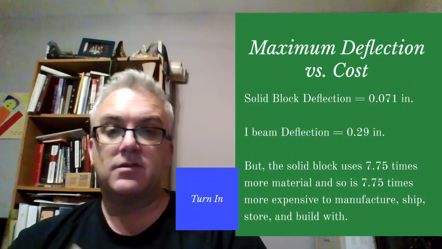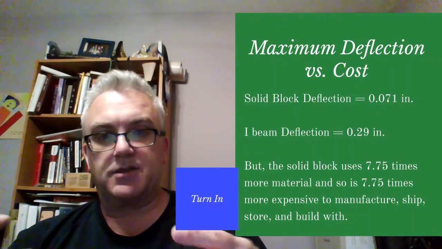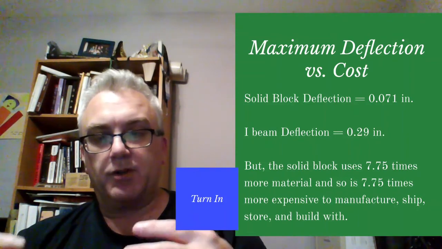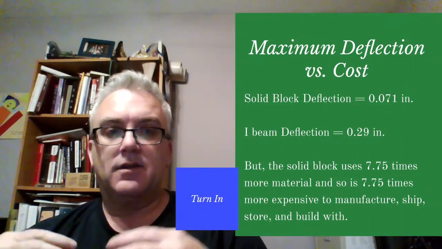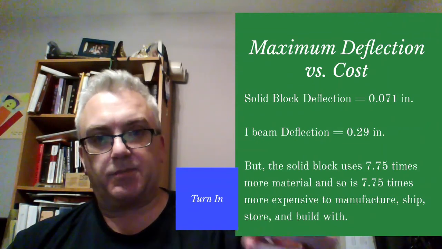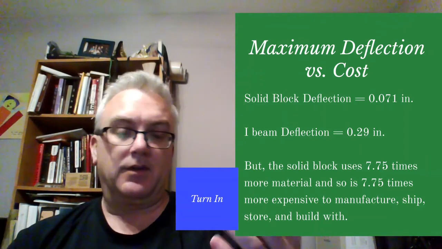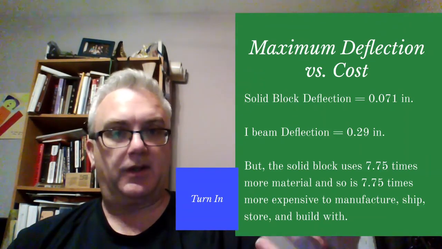Now, in some applications, it might be worth using the solid block, or it might be worth using a smaller solid block. But if we're comparing size to size, generally the I-beam is less expensive. It's much less expensive, so much so that it's not worth spending the extra money for a solid block.